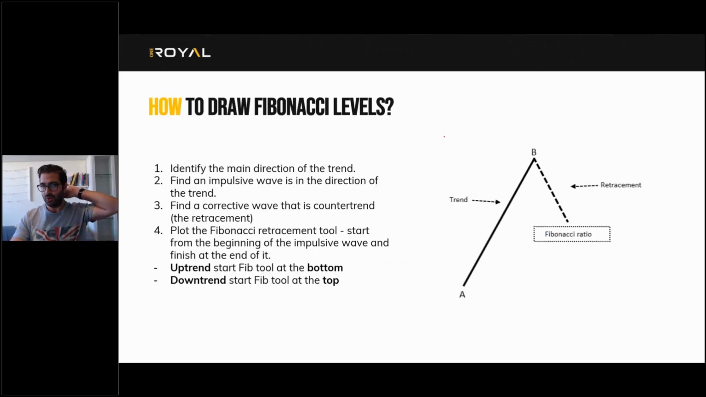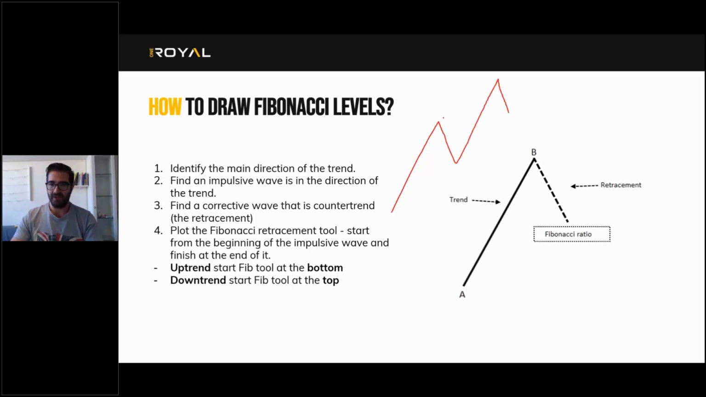Now, how to draw the Fibonacci level. First, you should know the direction of the trend. So if you are in an uptrend, what you will do is you will find an impulsive wave. You will wait for an impulsive wave. As you remember, in a trending market, the price moves in the following way: impulsive wave, correction, impulsive wave, correction.